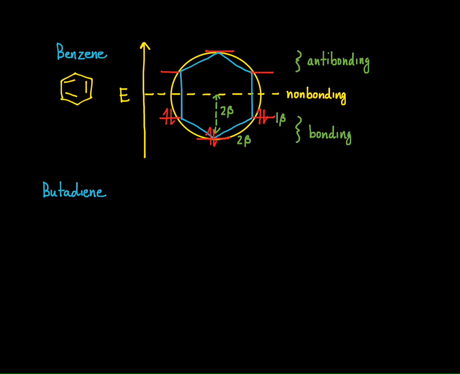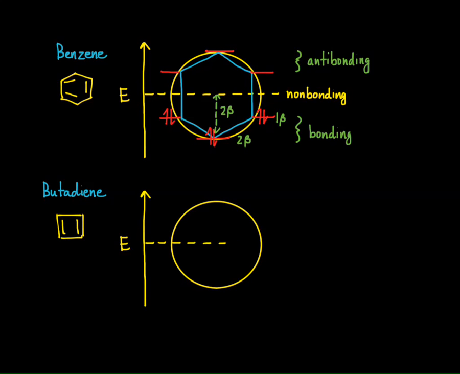So I can do this with butadiene, and we saw that butadiene was not aromatic, right? The structure of butadiene is this, and I can construct a Frost circle. So we start out with the same setup. We start out with a ring, we intersect that ring, and that's the non-bonding level. So if there are any vertices that intersect at that position, we say that that's a non-bonding orbital.